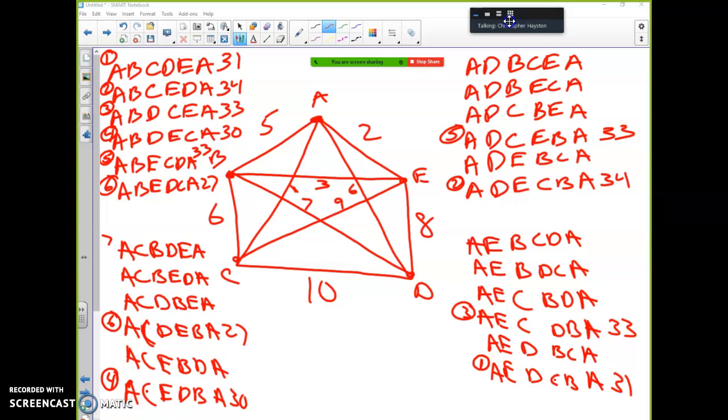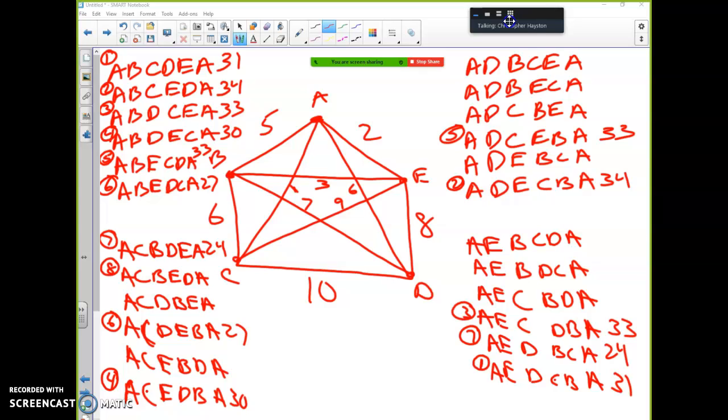Now I go to 7. EDBC. So these are the mirror images right here. A to C is 1. C to B is 6, that's 7. B to D, 7 and 7 is 14. D to E, 14 and 8 is 22. And E to A, 22 and 2 is 24. Even better route.